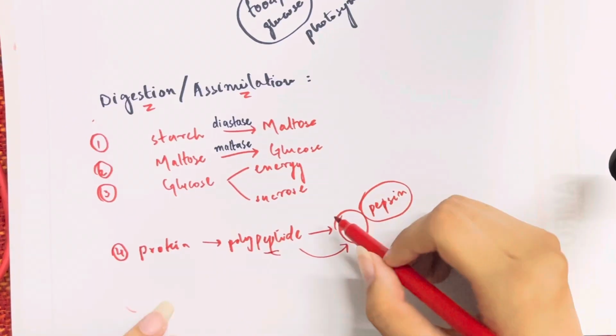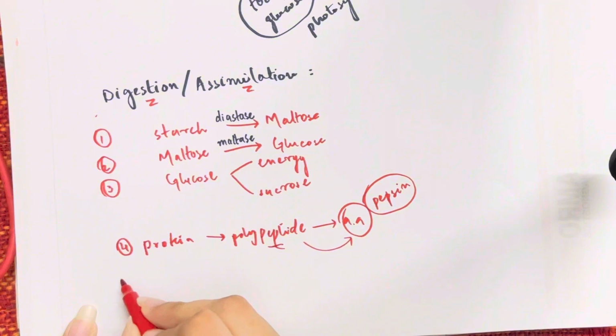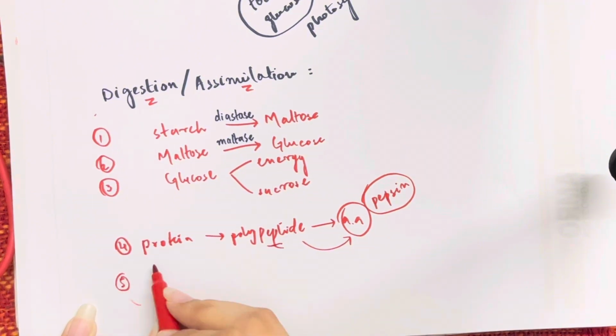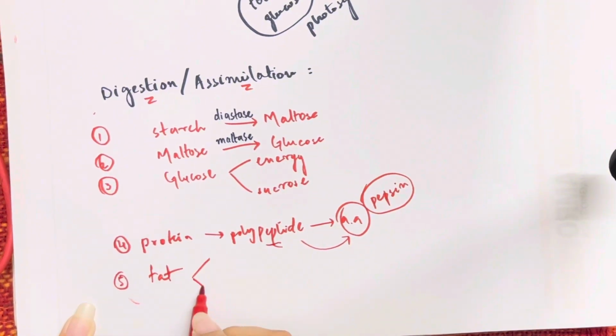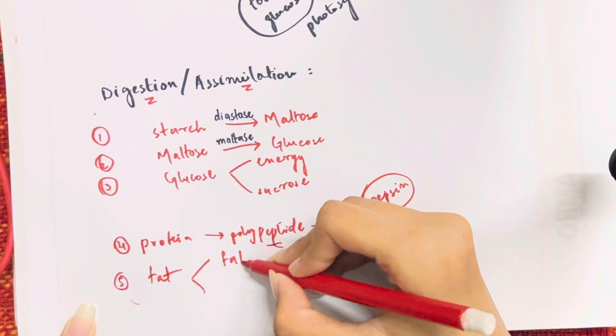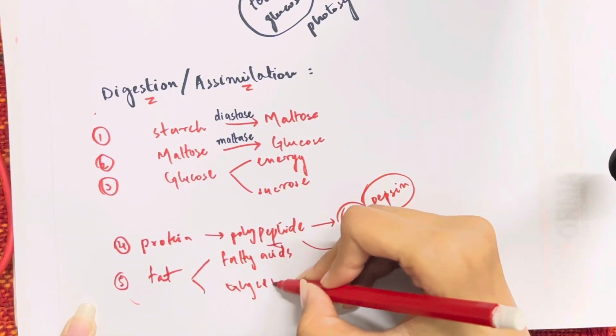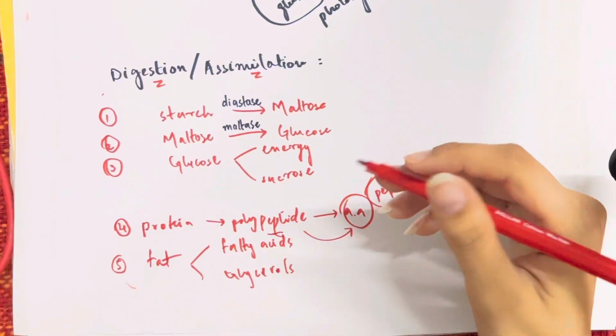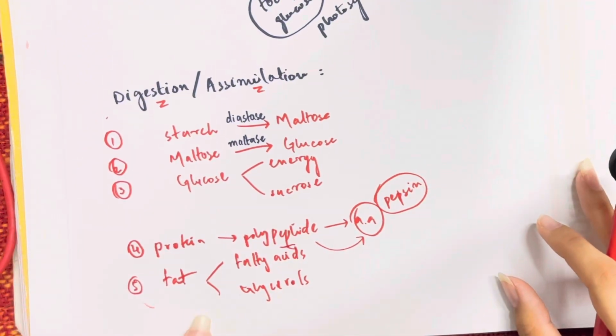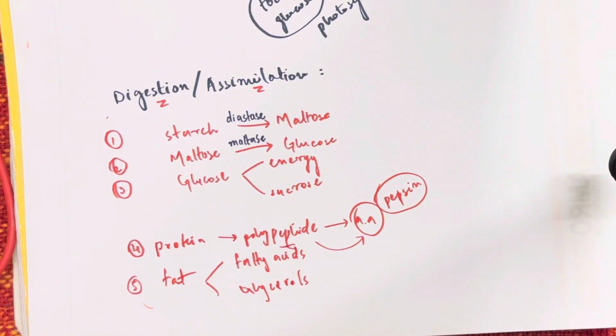We have talked about the protein. Let's talk about the fat. Whenever we talk about fat, fats are broken down in two ways. Either they are broken down into fatty acids or into glycerols. So these are the pointers that you need to know when it comes to digestion and assimilation in plants.